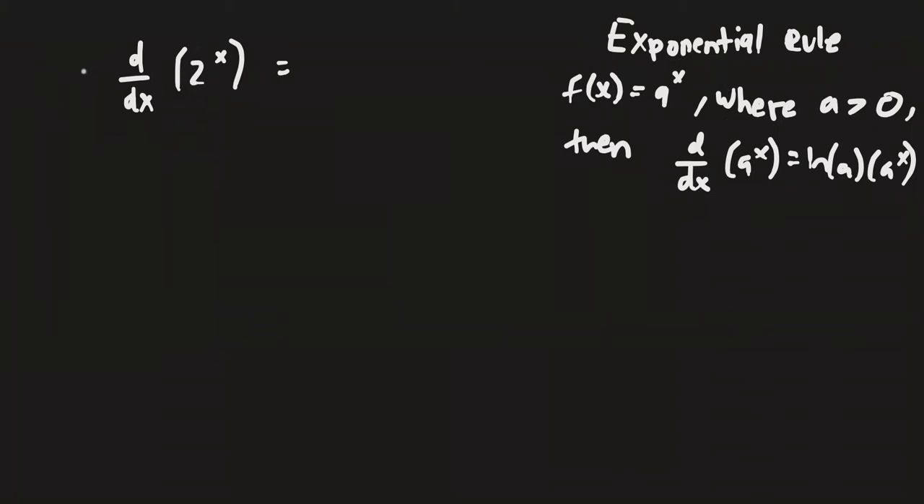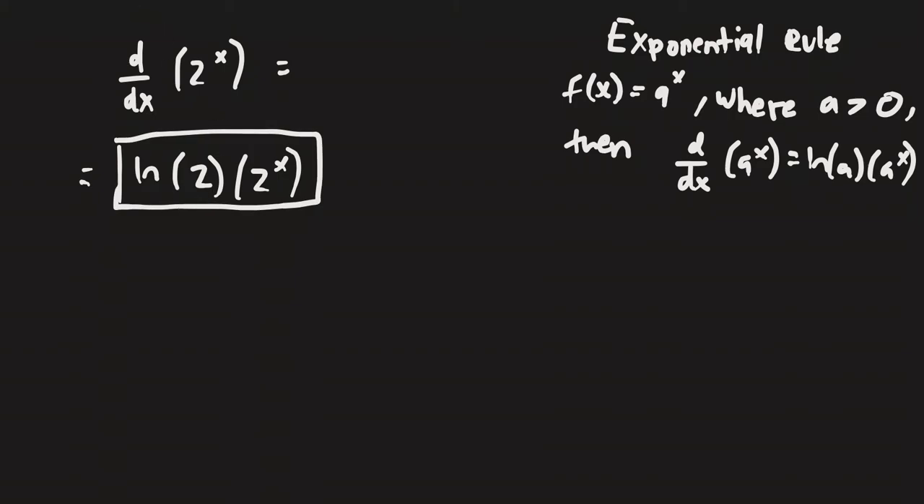Now let's apply it to this right here. So this would equal, this has the same format as you can see of this. This is a number, which is a, in this case, a equals 2 to the power of x. So in order to find the derivative, I would just do the natural log of a, which is 2, times 2 to the power of x. And this is your answer.